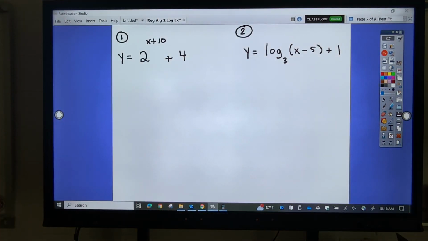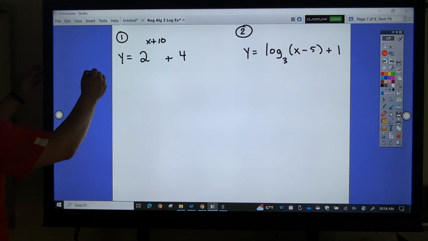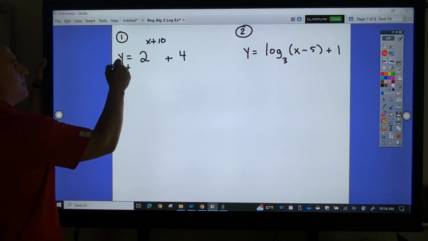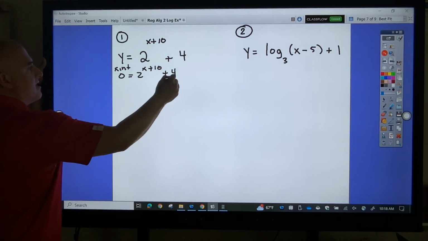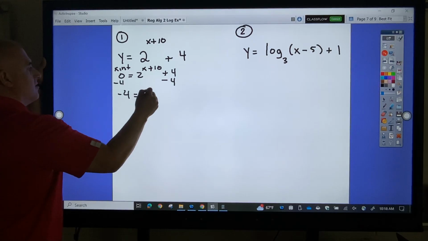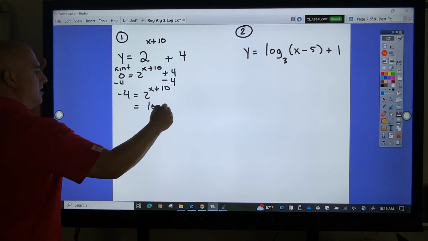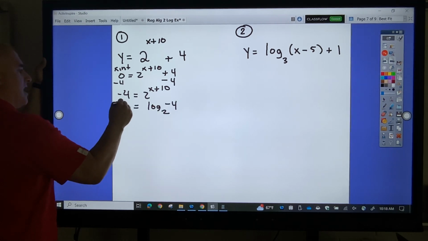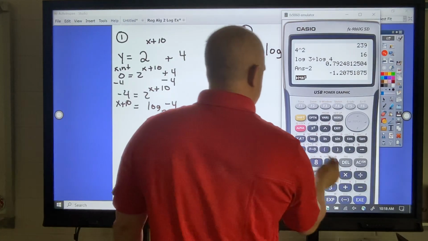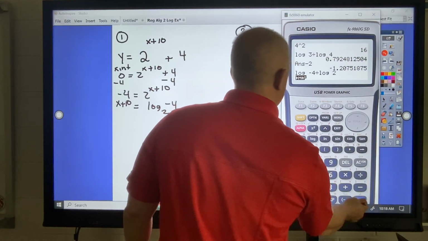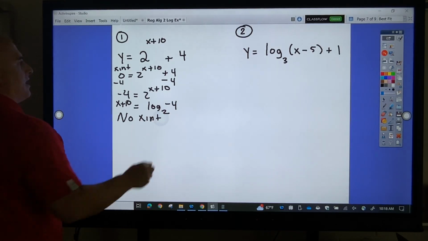I just want to do 2 more examples for you. So let's say we do the x-intercept here. I'm going to put 0 in for y. I can't calculate that, so I'm going to move this. Now I'm going to convert this to a log because I can't evaluate that. So log base 2 of negative 4 with an x plus 10. Now, you should know that log of a negative number is not possible. So there's going to be no x-intercept.